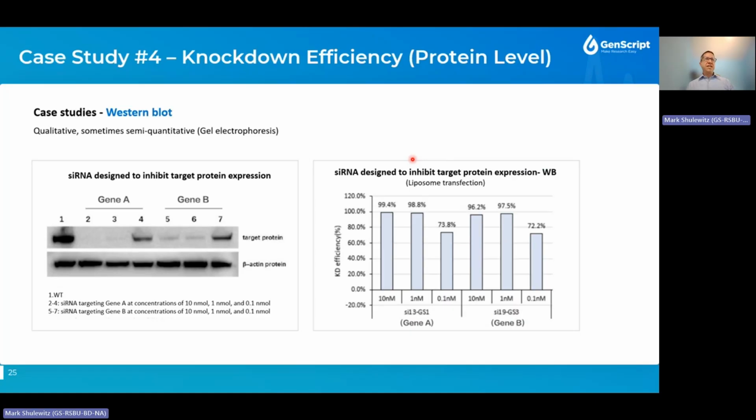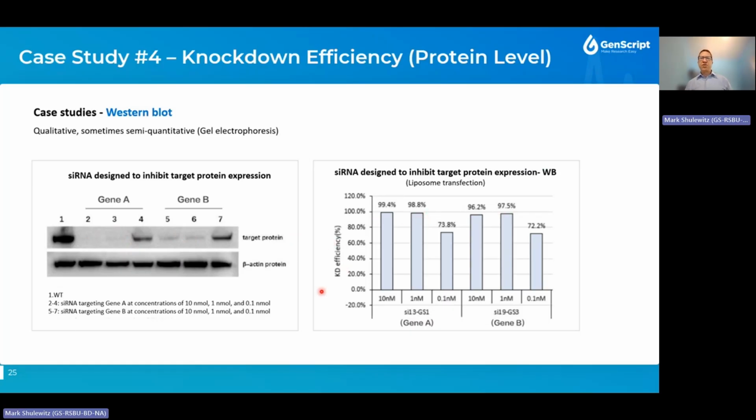Okay, so moving on to case study number 4. This illustrates that our knockdown isn't just at the mRNA level, that it is also at the protein level. In this particular experiment, once again, we have 3 siRNAs, each against 2 genes. And instead of looking at just the mRNA level, we look at the protein level with the Western blot. And in both cases, you can see that 2 out of 3 of the siRNAs give a really good knockdown at the protein level, almost 100%.